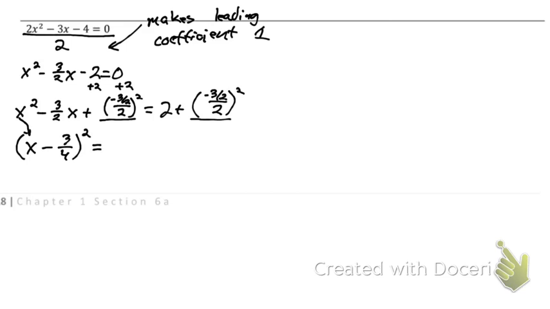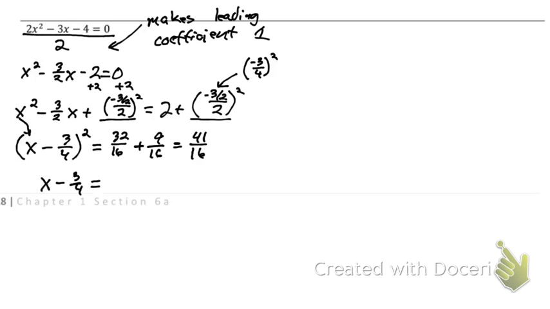Well, just for the sake of me writing big, and I want a little bit of room to do scratch work, this is also going to be negative 3 over 4 squared. So this is going to be plus negative 3 squared, which is 9 over 16. So I'm going to rewrite 2 as 32 over 16. So the right-hand side is going to become 41 over 16. Now when I take the square root of both sides, we're going to have x minus 3 over 4 equal to plus or minus the square root of 41 over 16.